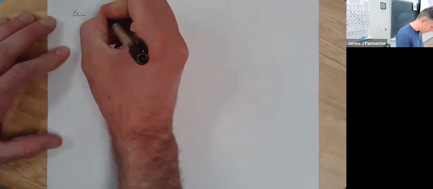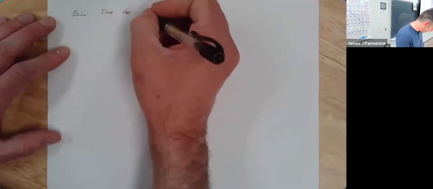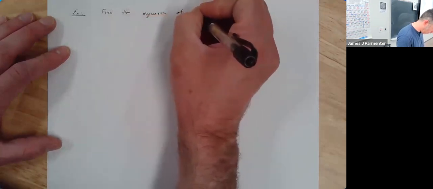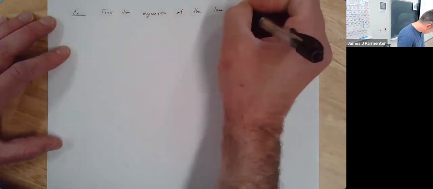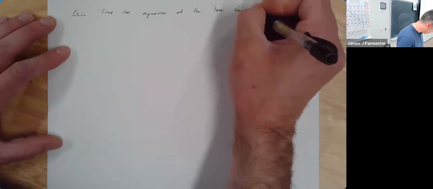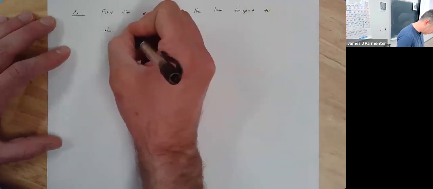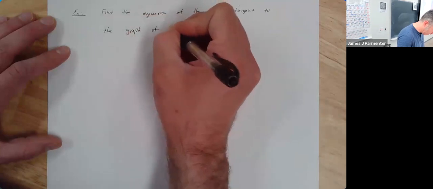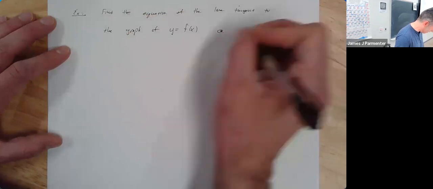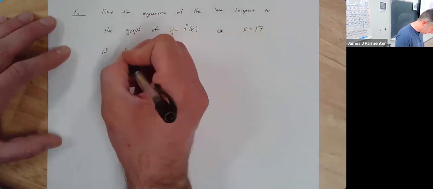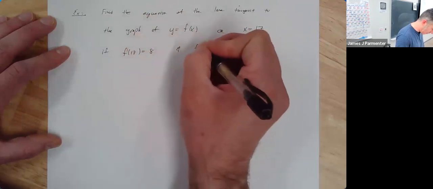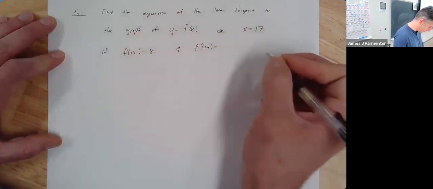Let's find the equation of the line tangent to the graph of y equals f(x) at x equals 17, if f(17) is equal to 8 and f prime of 17 is equal to 10.